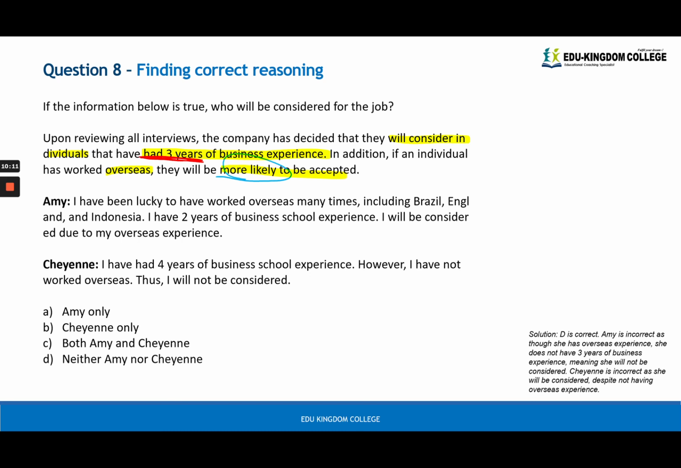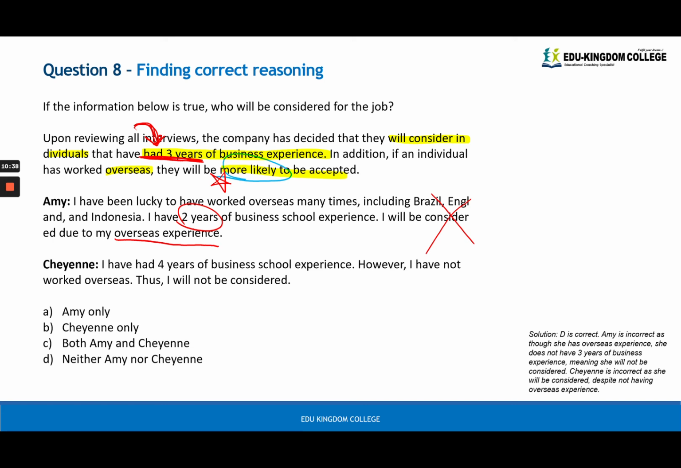Amy says, I have been lucky to have worked overseas many times. I have 2 years of business experience. I'll be considered due to my overseas experience. So Amy is incorrect. The overseas experience only makes her more likely to be accepted, but she has failed the very condition that will let her be considered, which is the 3 years of experience. She only has 2. So Amy is incorrect.